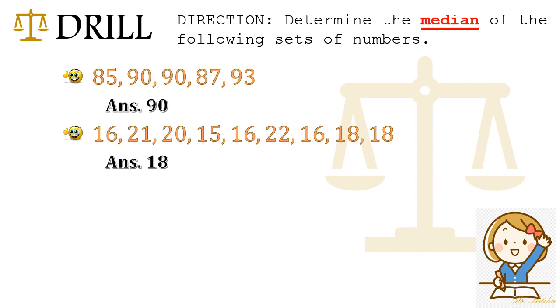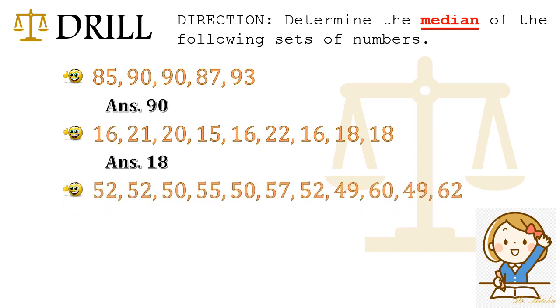So you double check. Next, in the same manner, you just arrange it in either ascending or descending order. This time let's count how many numbers: 1, 2, 3, 4, 5, 6, 7, 8, 9, 10, 11. So 11 plus 1 is 12, and 12 divided by 2 is 6. Therefore, let's arrange this first in either ascending or descending order, and then find which value is in the 6th position, and that is our median. Our answer for that is 52.